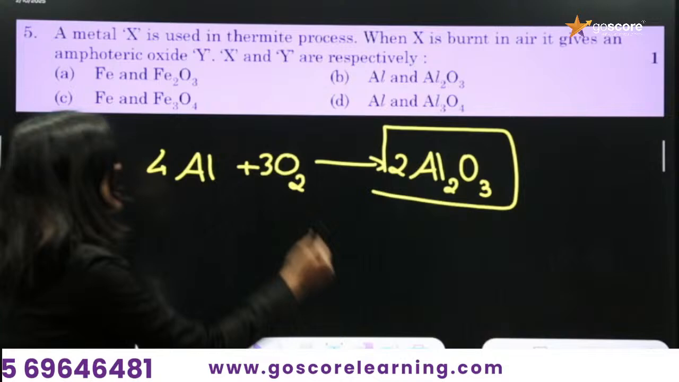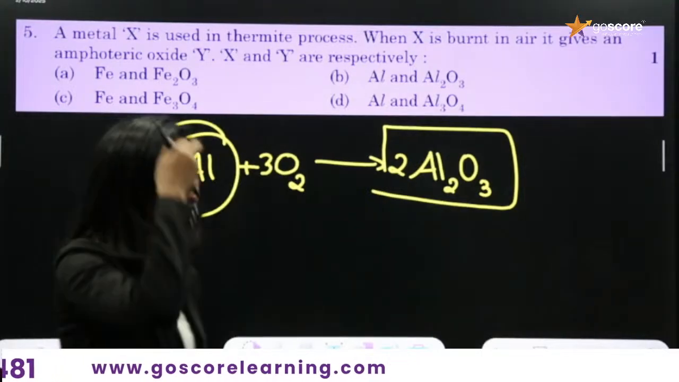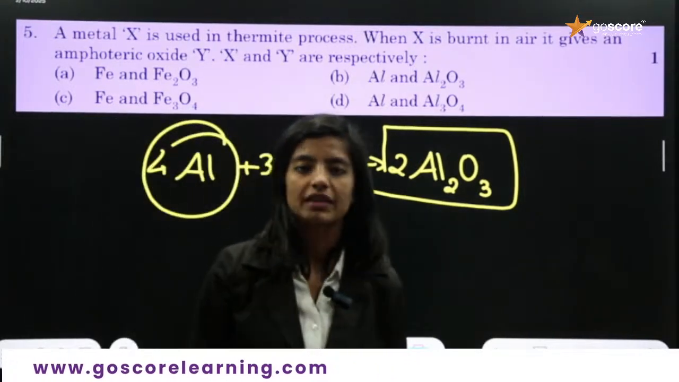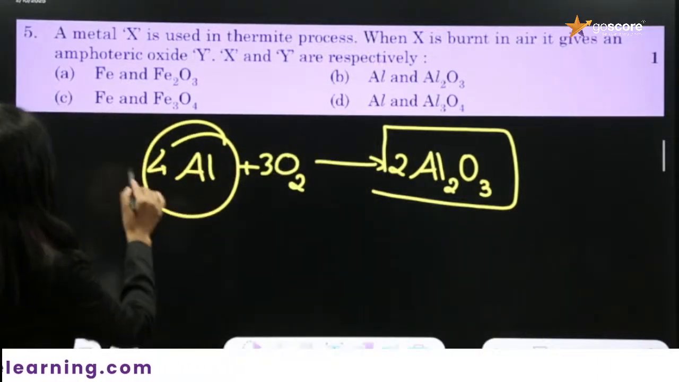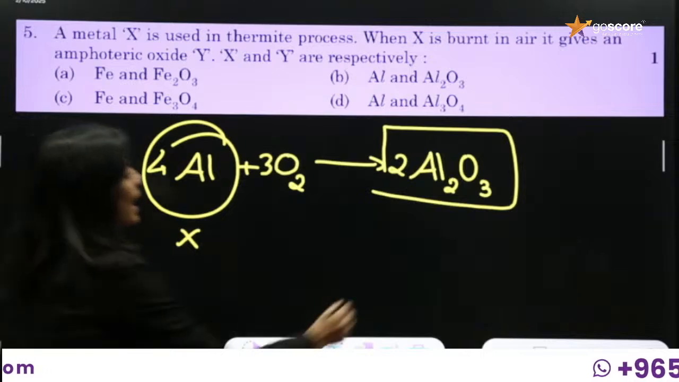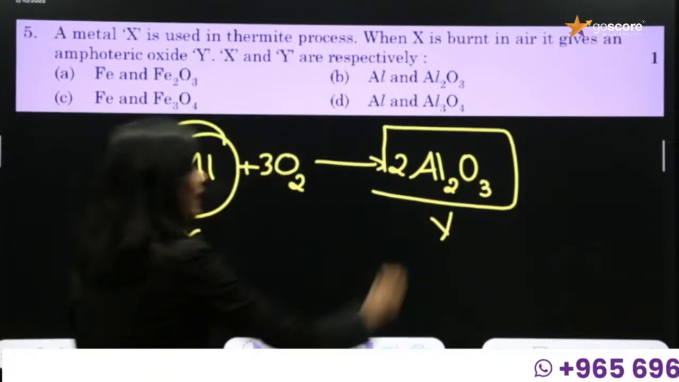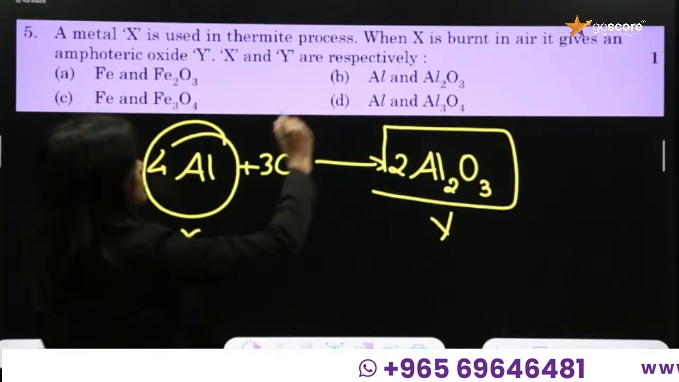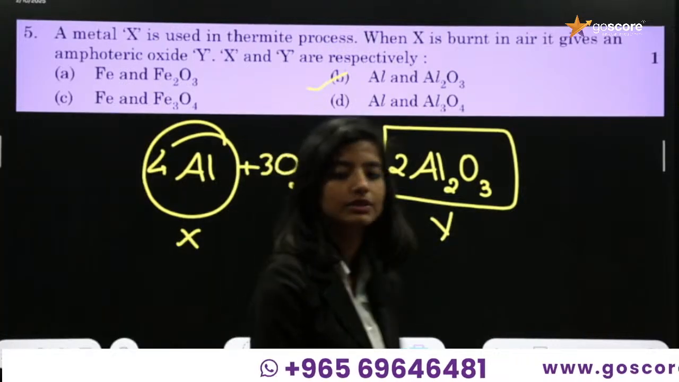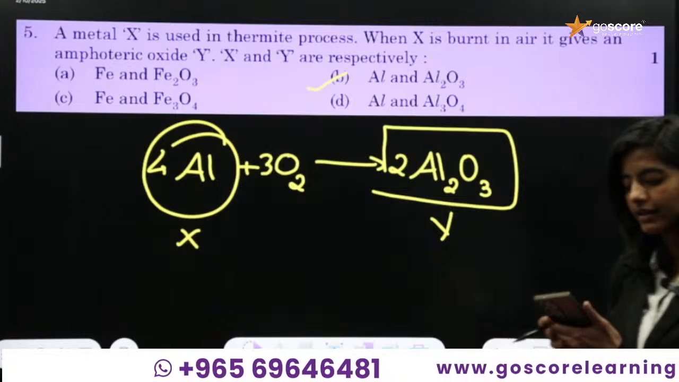And aluminum is the one which is used in the thermite process. So coming to X and Y: X is nothing but aluminum and Y is your Al2O3. So where is that option? Right over here. So Al and Al2O3. Okay. Done.